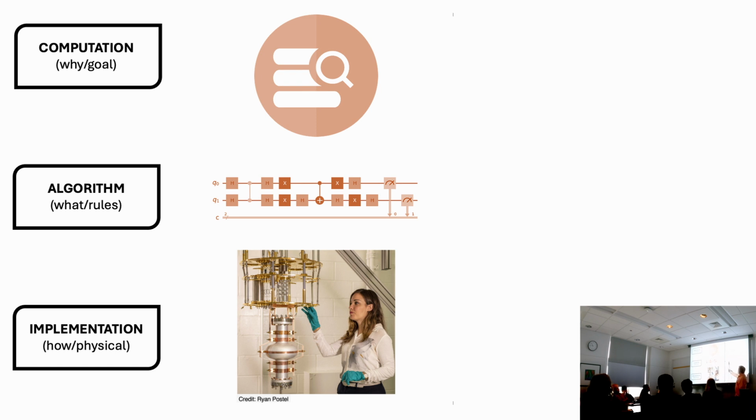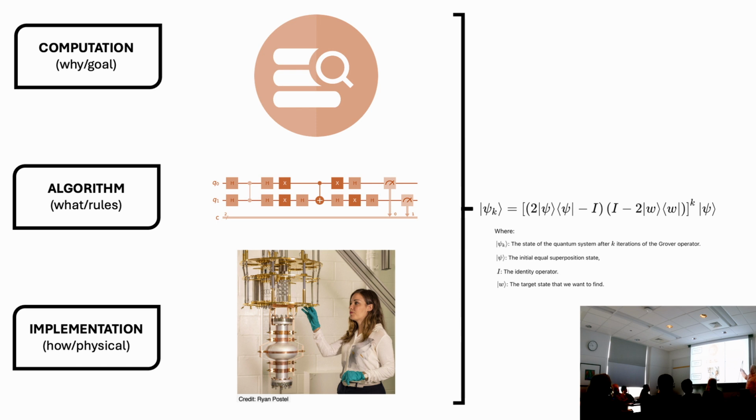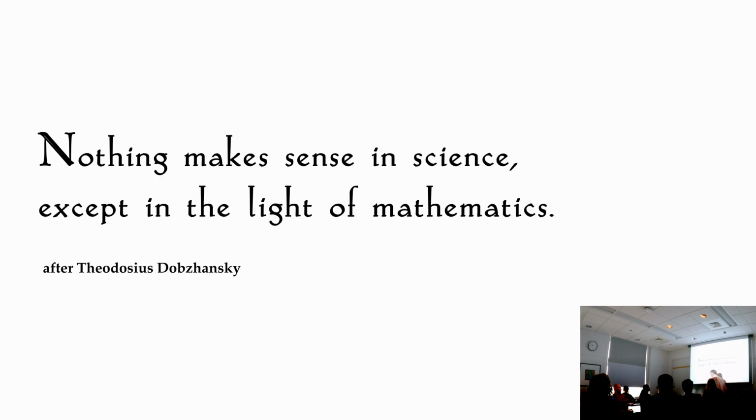But all of this is actually just this very simple equation. That is Grover's algorithm in Dirac notation. So I'm going to steal the quote that nothing makes sense in biology except in the light of evolution. And I'm going to argue that nothing makes sense in science except in the light of mathematics. In physics, that is widely appreciated. If I give this talk with a physics audience, everybody nods.